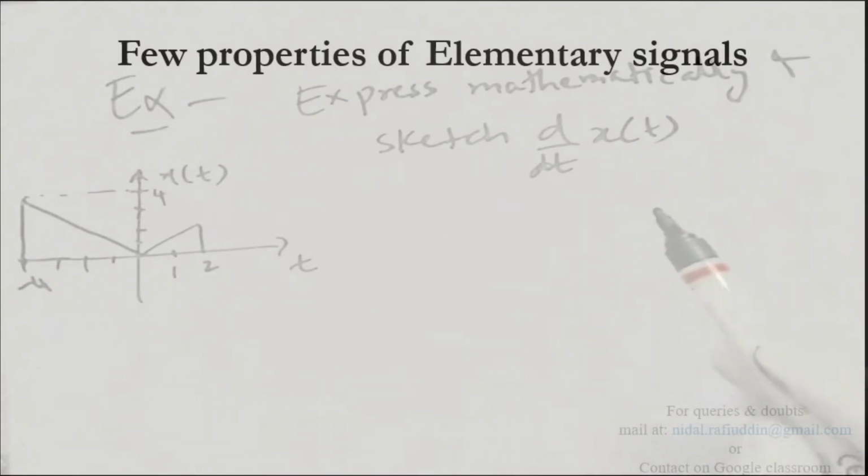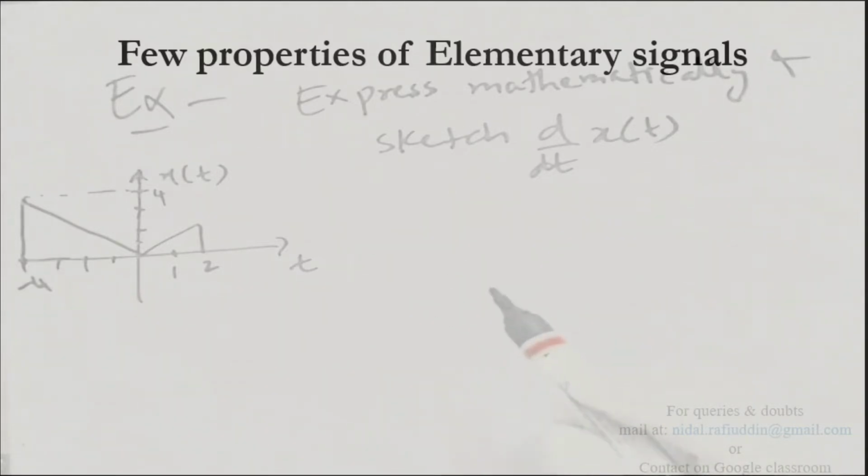So there are two ways to obtain the sketch for the derivative of the given waveform. One can be done mathematically, and the second is we can do it directly by looking at the waveform. So let us first try to obtain the mathematical expression of it, and then we'll obtain the derivative of the mathematical expression. Then we'll later learn how to draw directly the derivative of the given waveform.